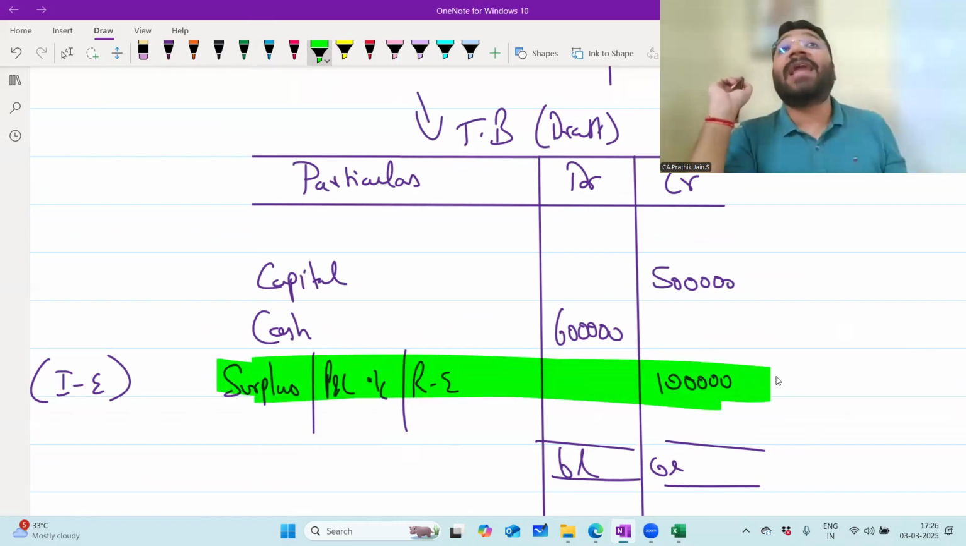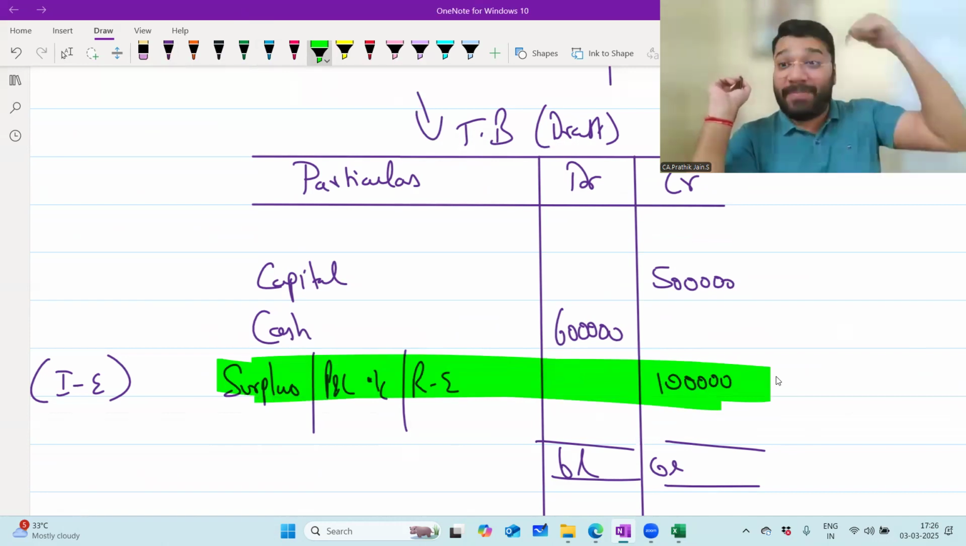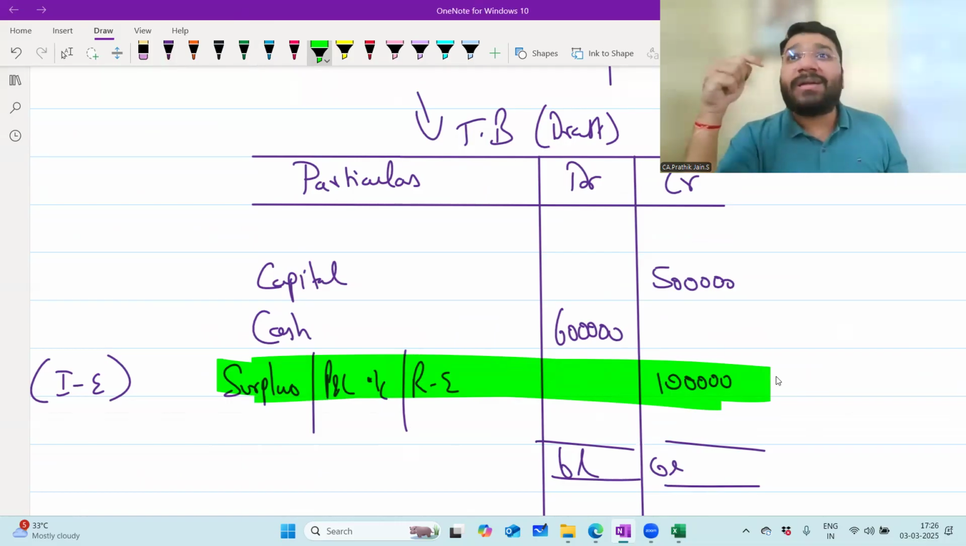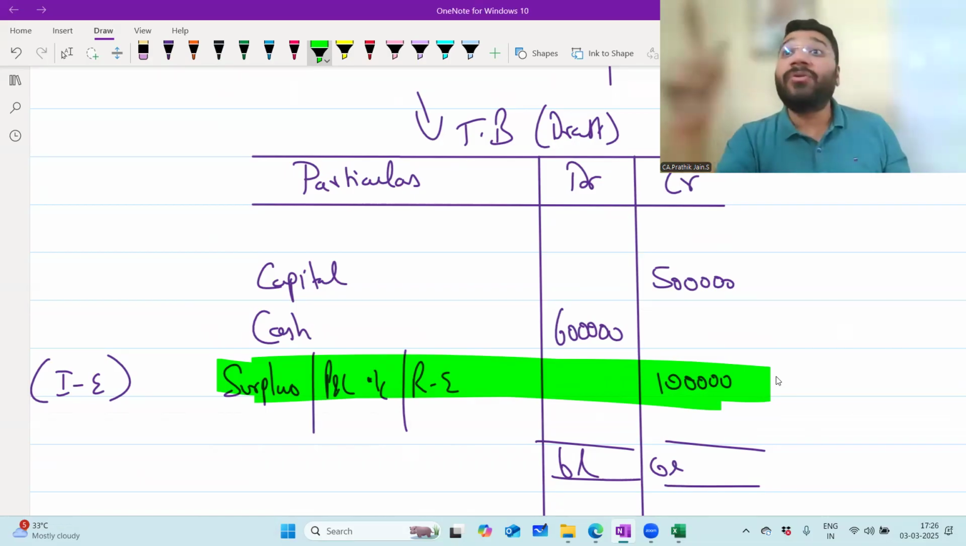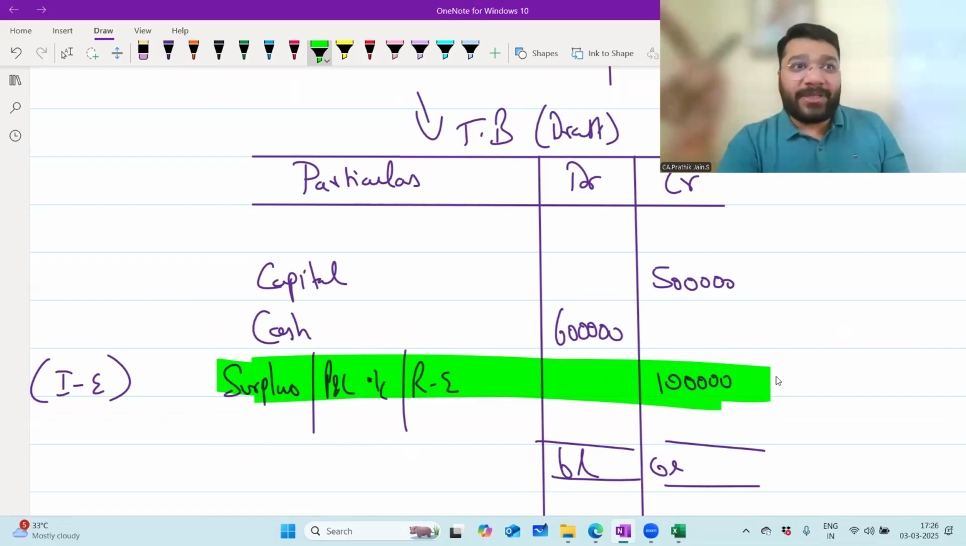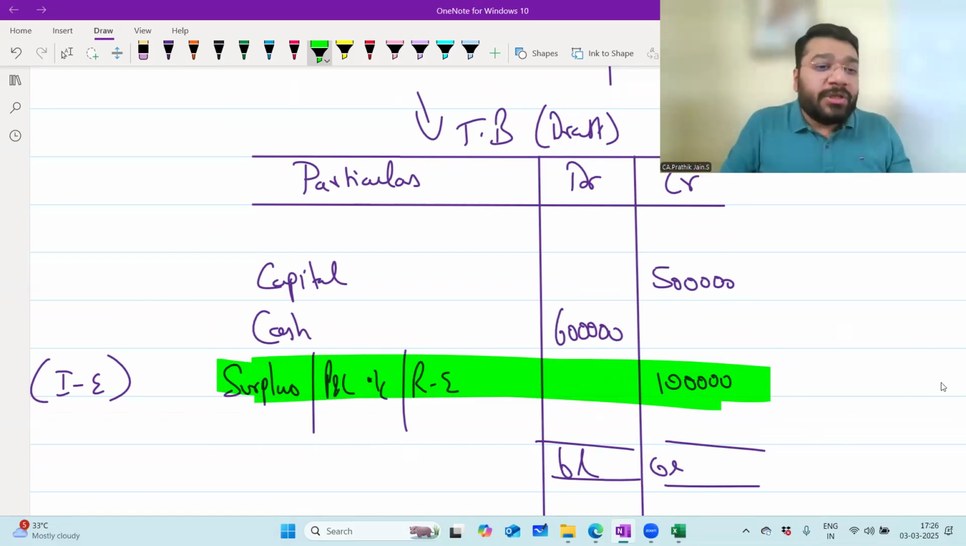So what does this trial balance mean? Is this the profit in the beginning of the year? That is the accumulated profit of the last year, or is it the profit of the current year? It is a profit of the current year. Now the question is asking, sir, how do we know this is current year end balance or beginning balance?